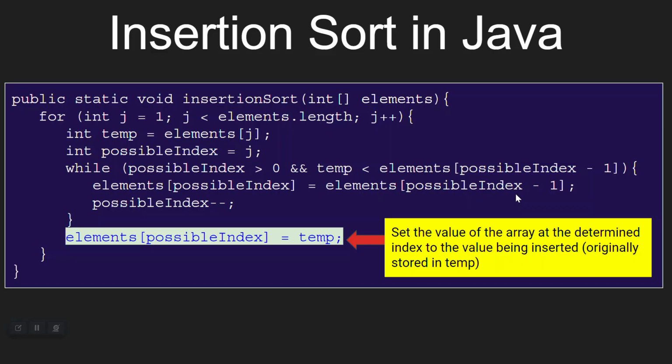And then finally, elements at possible index is equal to temp. So we see that same kind of structure that we would normally expect from the swap algorithm. And once again, we're also using a nested loop. We've got a while loop that is nested inside a for loop.